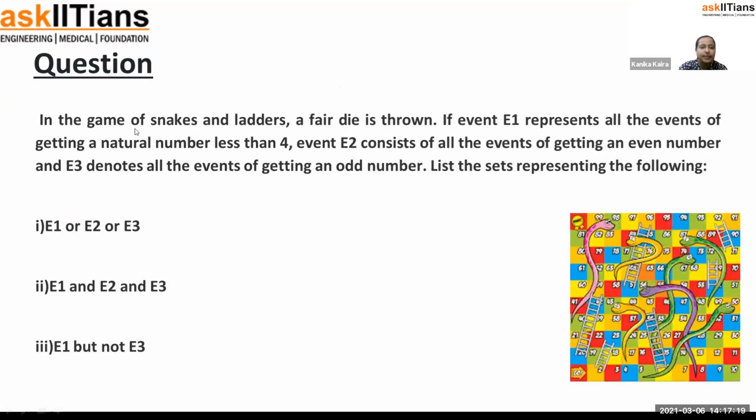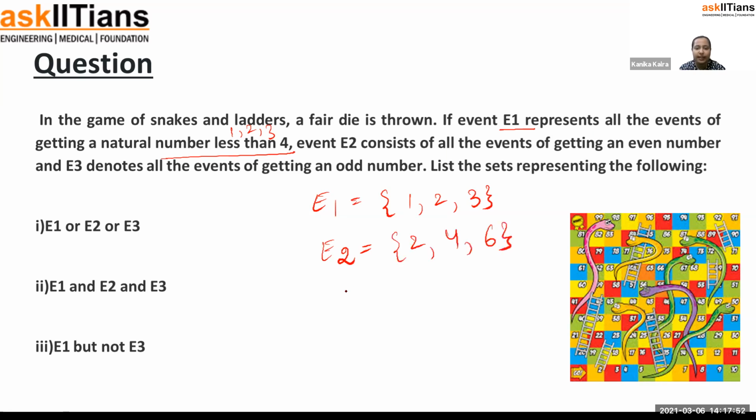All right. Next question. In the game of snakes and ladders, a fair die is thrown. Event E1 represents all the events of getting natural numbers less than 4, so it would be 1, 2, and 3. Let me write it here. E1 would be 1, 2, and 3. Then E2 is getting an even number, which means 2, 4, and 6. And E3 denotes all the events of getting an odd number, that means 1, 3, and 5.